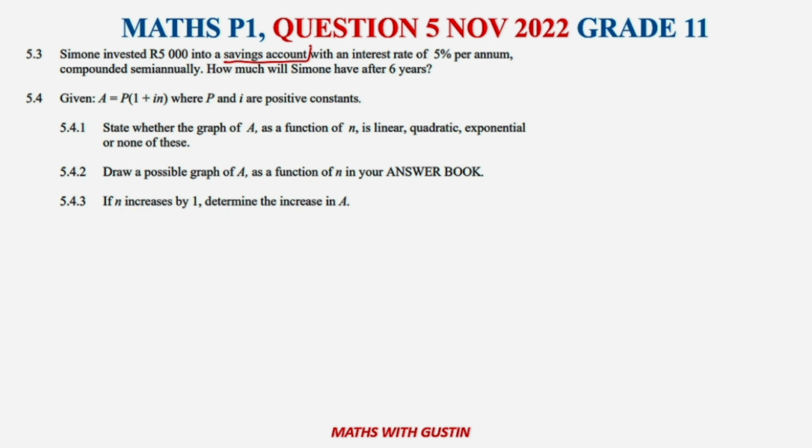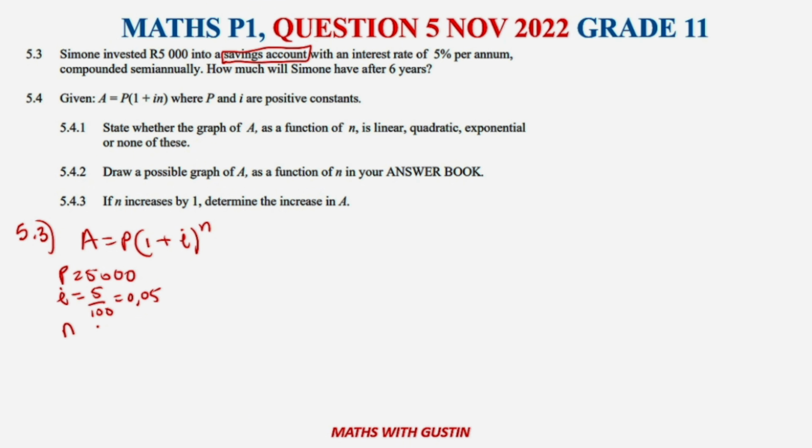Immediately when they say savings account, we know that they are referring to the compound formula. So for 5.3, the compound formula is A equals P times (1 plus i) to the power of n. Now in this case we are given P as 5,000, i as 5%, which also needs to be divided by 100, so 0,05. And therefore, what is n? It says after 6 years.